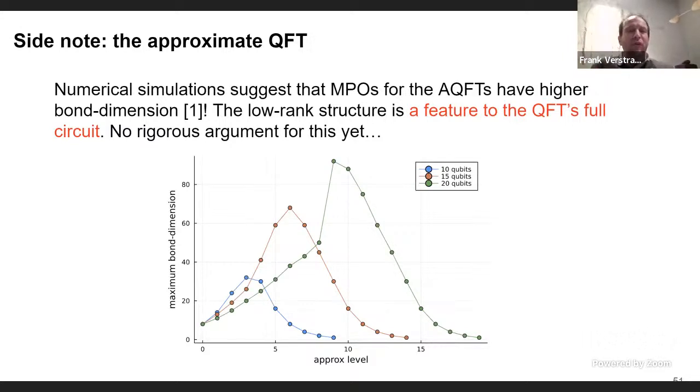So, what about the fermionic Fourier transform? Because then you actually have to add some kind of swap gates. Does that change anything in your analysis? Yeah, I believe that changed a lot.